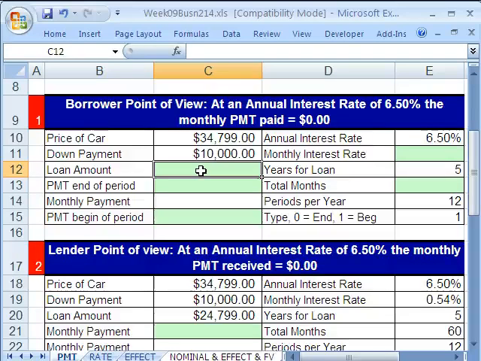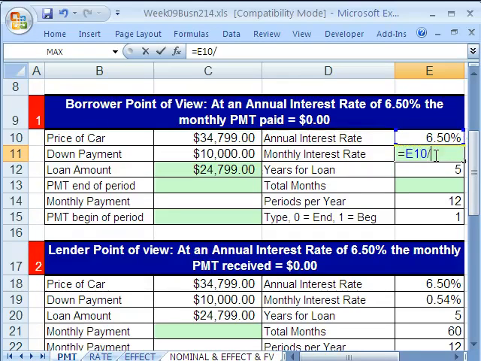Let's start off by doing our calculation for loan amount equals whatever we paid for the car minus the down payment. Now we have to come over here and we're given an annual rate and we need to convert it to monthly rate. I'm going to use this 12 here because we talk about monthly payments, but it doesn't have to be 12. It could be quarterly, or for bonds it could be semi-annual, twice a year.